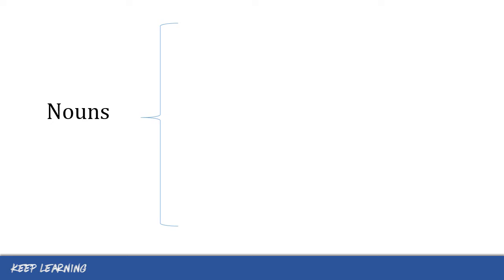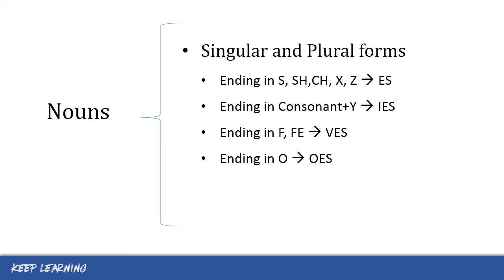So nouns have singular and plural forms, and these are the rules when you have singulars and you want to turn them into plural forms. These are some useful rules. The nouns that end with s, sh, ch, x, or z, the sibilant sounds, you add es.